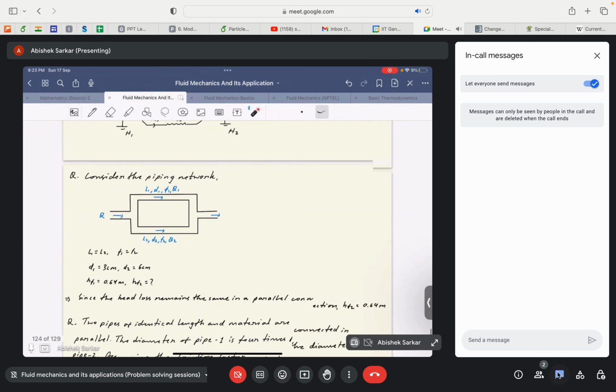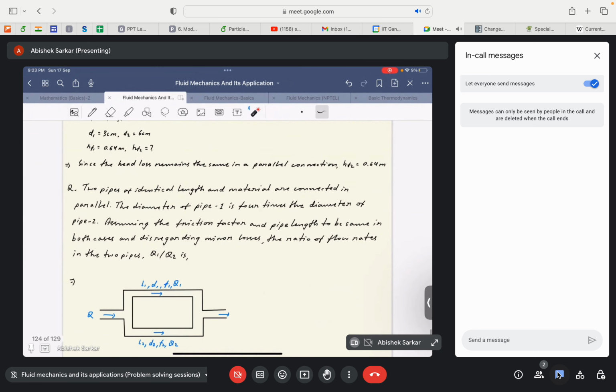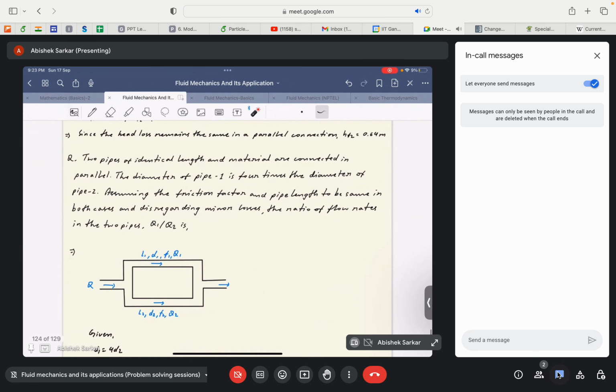Okay, so we just take some examples. Let's take this simple example. Say there are two pipes of identical length and material which are connected in parallel. The diameter of pipe 1 is 4 times the diameter of the second pipe. Assuming the friction factor and pipe length to be the same in both the cases and disregarding minor losses, the ratio of the flow rates in the two pipes, Q1 by Q2, is question mark.